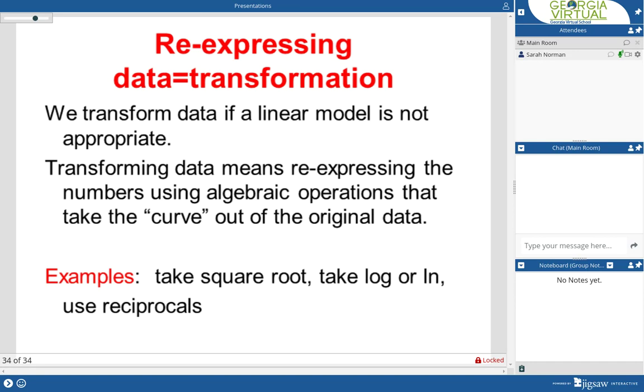If we want to transform the data, the reason you would want to do that is that we have so many different tools that we can use to evaluate a linear model. You may want to take something that's exponential, or another model, and convert it to a linear model so that we can use all of those tools. So you re-express the numbers using algebraic operations that take the curve out of the original data. Some examples would be to take the square root, to take the log or natural log, or to use reciprocals.